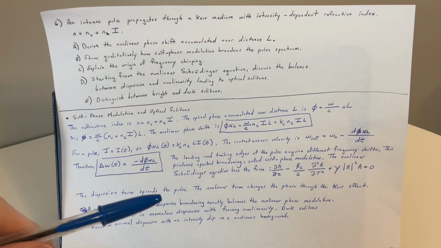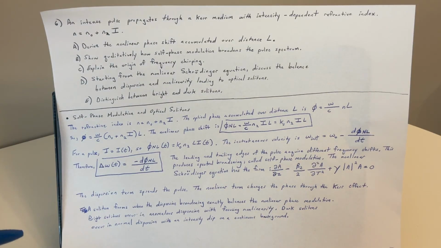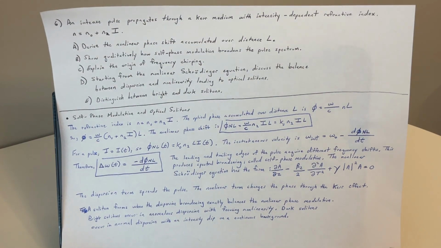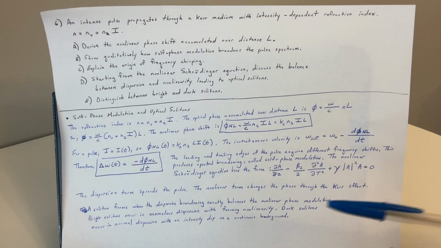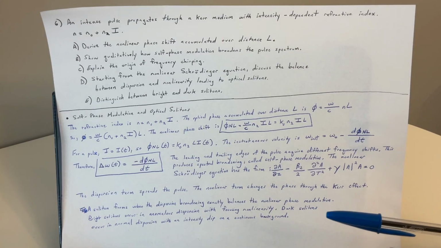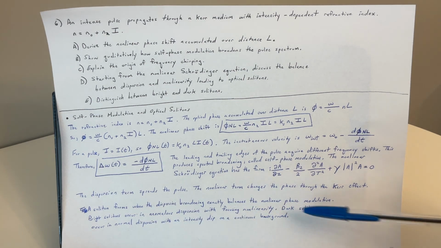The dispersion term spreads the pulse. The nonlinear term changes the phase through the Kerr effect. And lastly, a soliton forms when the dispersive broadening exactly balances the nonlinear phase modulation. Bright solitons occur in anomalous dispersion with focusing nonlinearity. Dark solitons occur in normal dispersion with an intensity dip on a continuous background. Okay, so that's number 6.